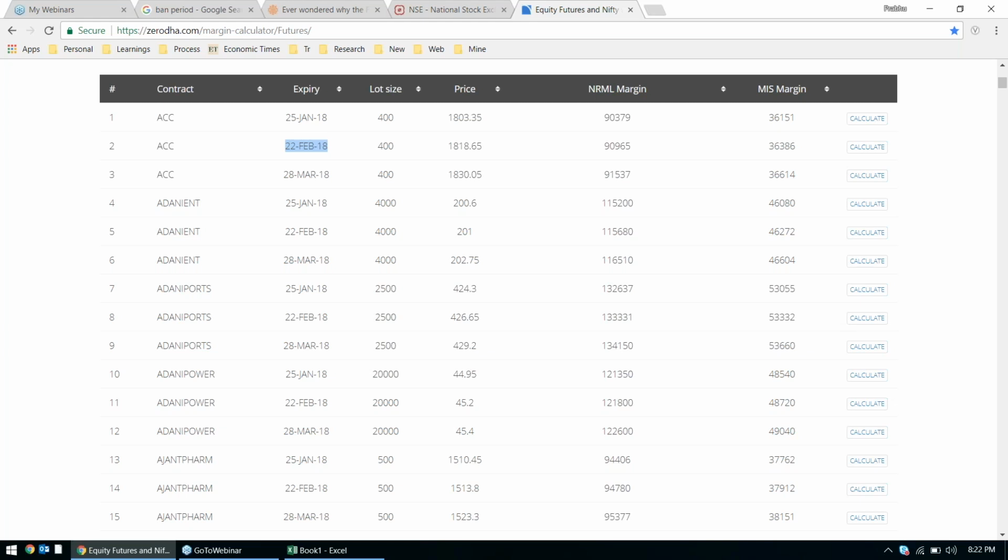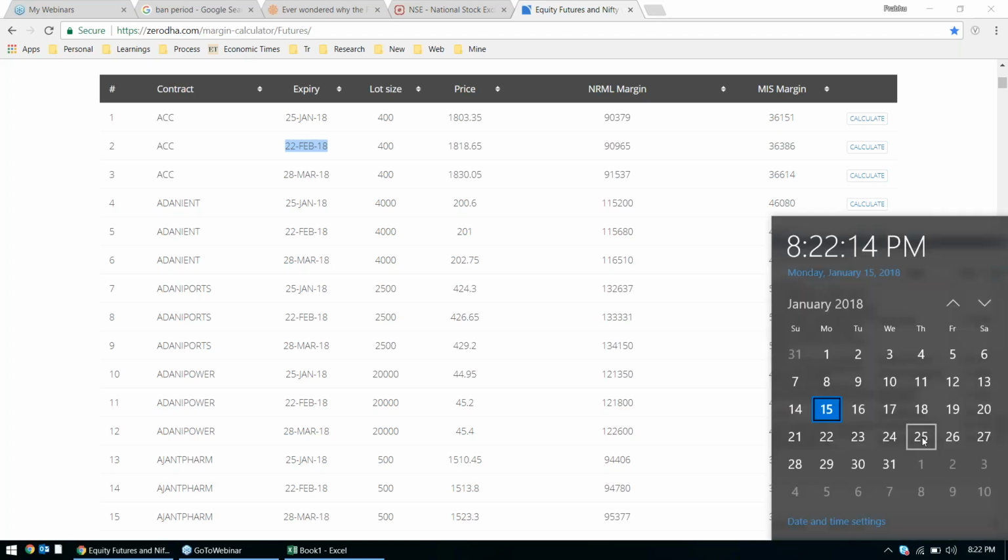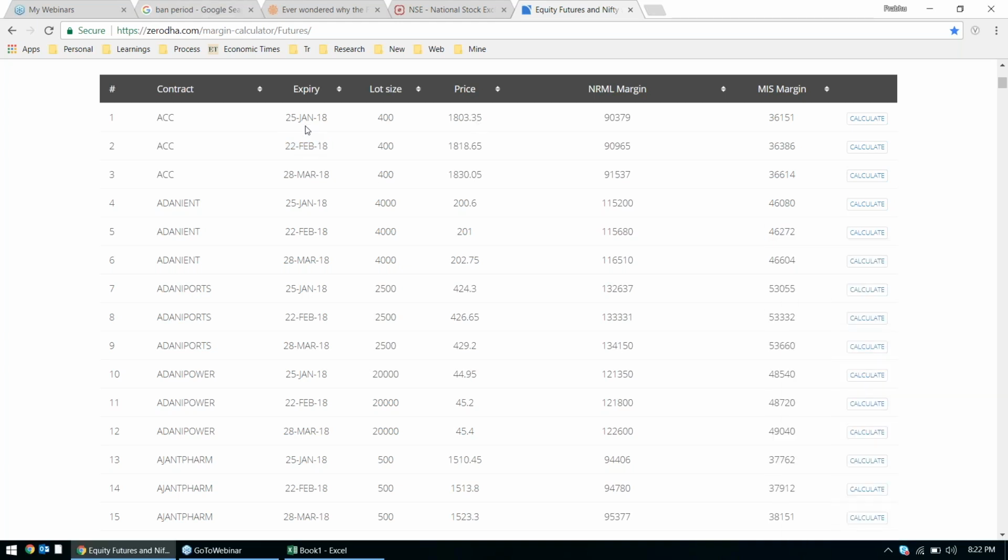Every contract expires on the last Thursday of the month. In this case, we have expiry on the 25th, Thursday. So the 25th of this month is the expiry. Currently, you can buy and sell futures in the January contract. By the end of this week, trading stops in this month's contract. The volume will get shifted to the next month's contract. Then you can start using the February contract. You can start buying it.